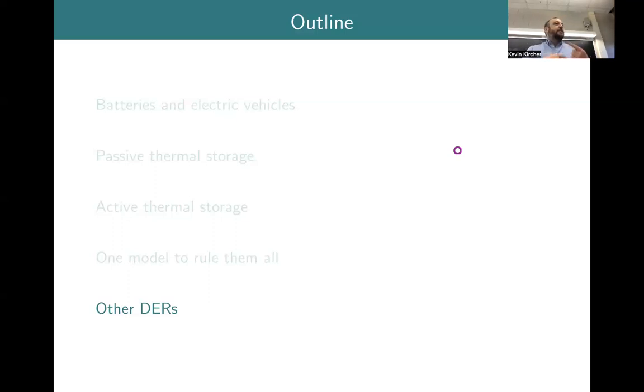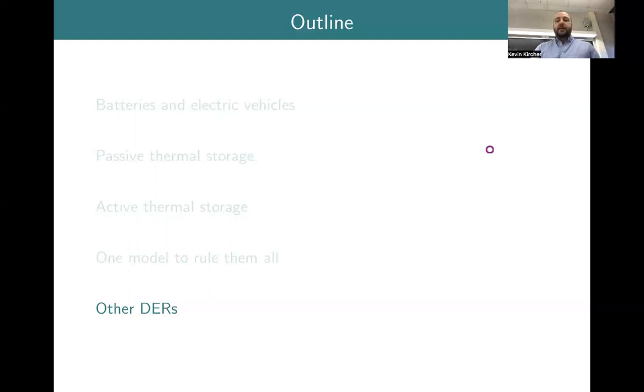So if you understand how those things enter into the building model, now you have an idea of how this new term, which comes from your other DER, the battery, would enter into the building model. Does that make sense? Kind of. Okay. It's a good question, a fair question. Yeah. Okay. Other questions?